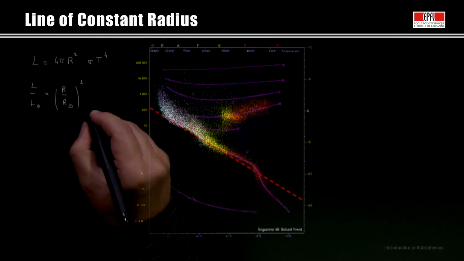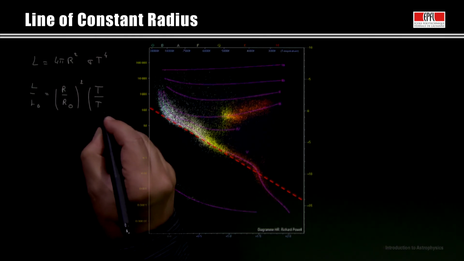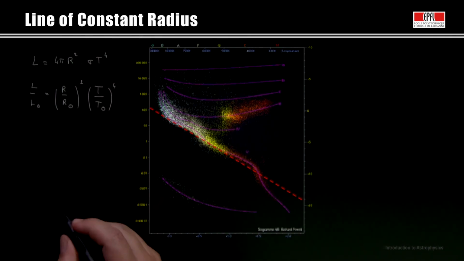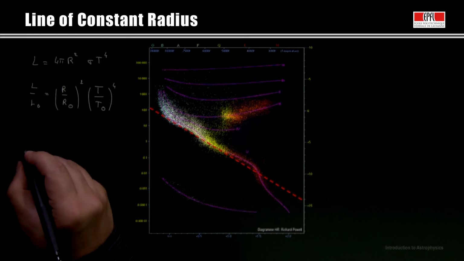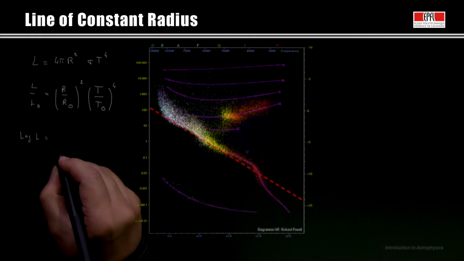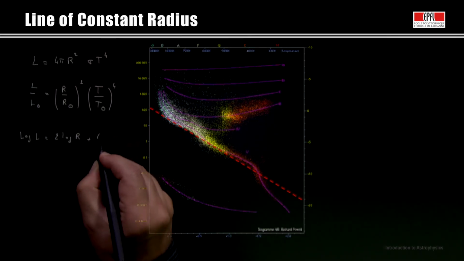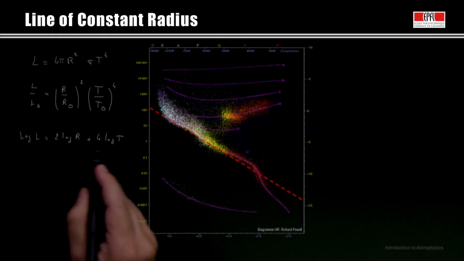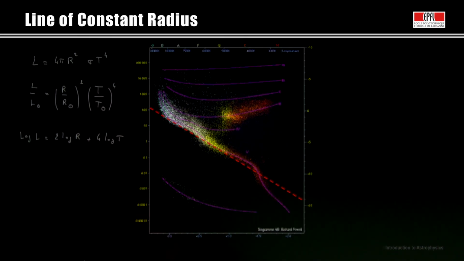Since both 4 pi and sigma vanished, the same holds for the temperature if one divides by the corresponding solar quantity. We have such a relation that we can turn into a logarithmic one. I do not rewrite each time the solar units. We obtain that the logarithm of L is twice the logarithm of R, plus 4 times the logarithm of the temperature, where, of course, everything is written in solar units: solar luminosities, solar radii, and solar temperatures.